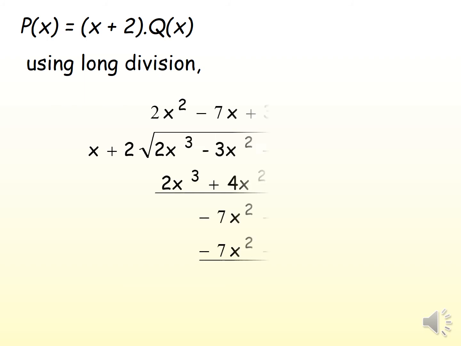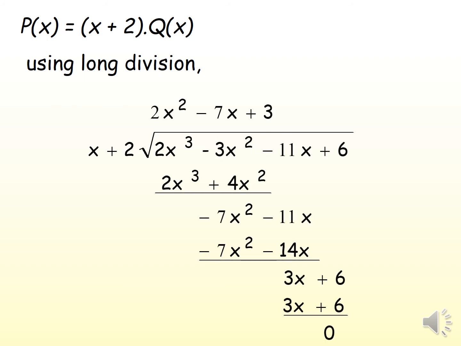By using long division, the divisor is x plus 2. So this is P(x). x multiplied with what equals 2x^3? You have to multiply with 2x^2. 2x^2 times x, the answer is 2x^3. 2x^2 times 2, the answer is plus 4x^2.